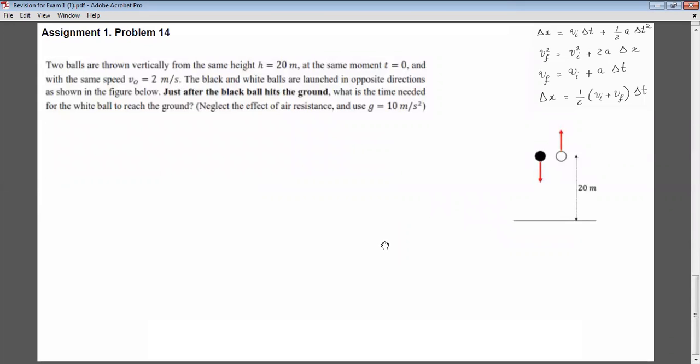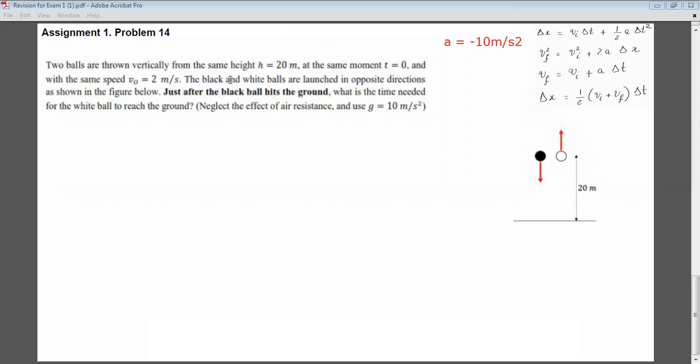This is one of the exercises that was in your assignment. I realized that many of you didn't know how to solve it. I think here let's try to do it together. So this is a free fall experiment. This is a free fall problem. So the first thing we have to remember is that acceleration is equal to minus 10 meters per second squared. So in all these equations, I already have the acceleration, okay?